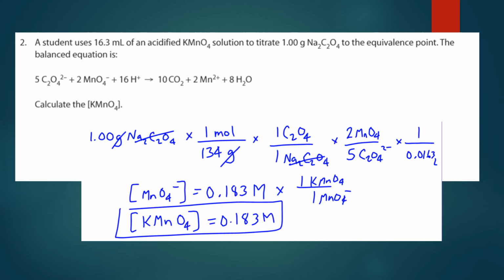Question 2, maybe take a pause, see if you can get this answer by yourself. It's giving you a balanced equation already, so you don't have to go through that step. With these titration problems, they work out exactly the same as when we were doing them in the acid-base unit and in the solubility unit.